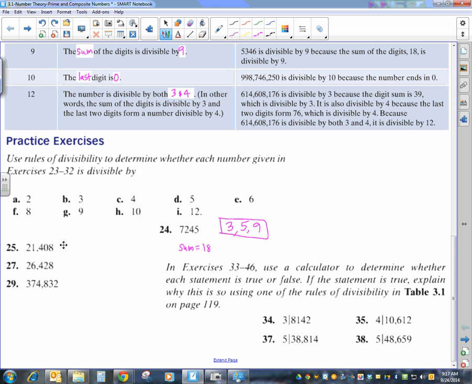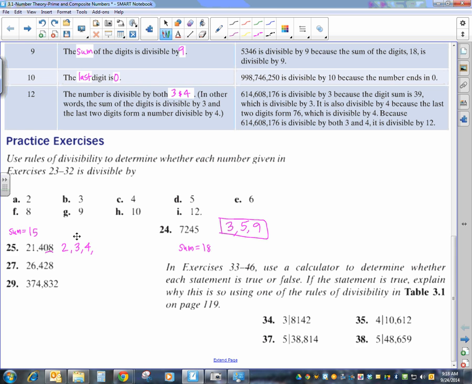21,408 is an even number, so I know that 2 goes into it. I need to add up my digits. They add up to 2 plus 1 is 3, plus 4 is 7, plus 8 is 15. So the sum of my digits is 15. And does 3 go into 15 evenly? It does, so that means it goes into the number. With 4, I'm looking at the last two digits. Does 4 go into 8? Yes, it does. Does 5? It doesn't end in a 5.